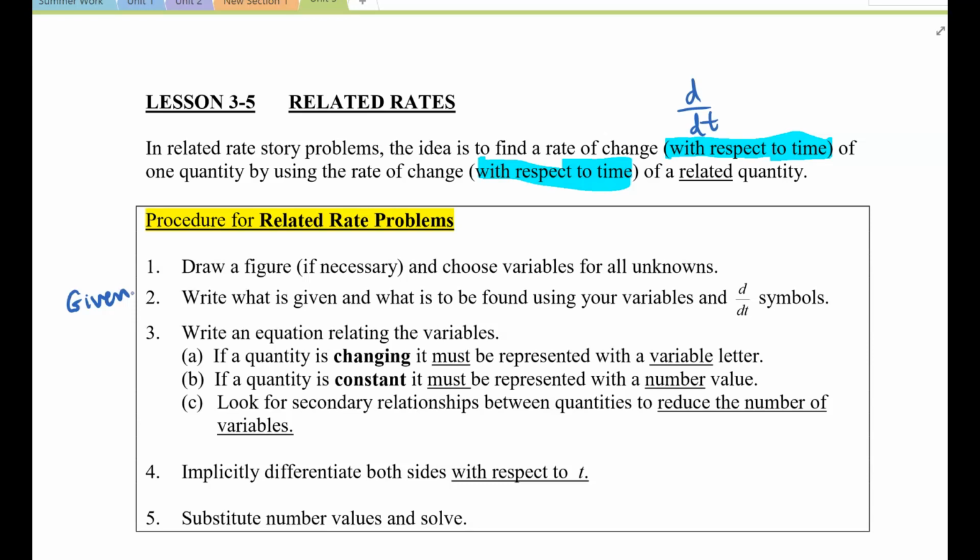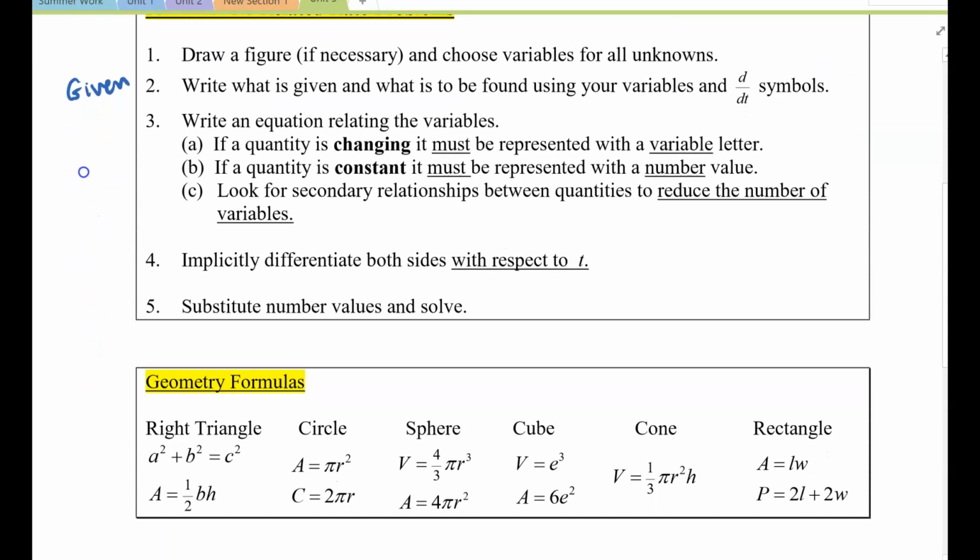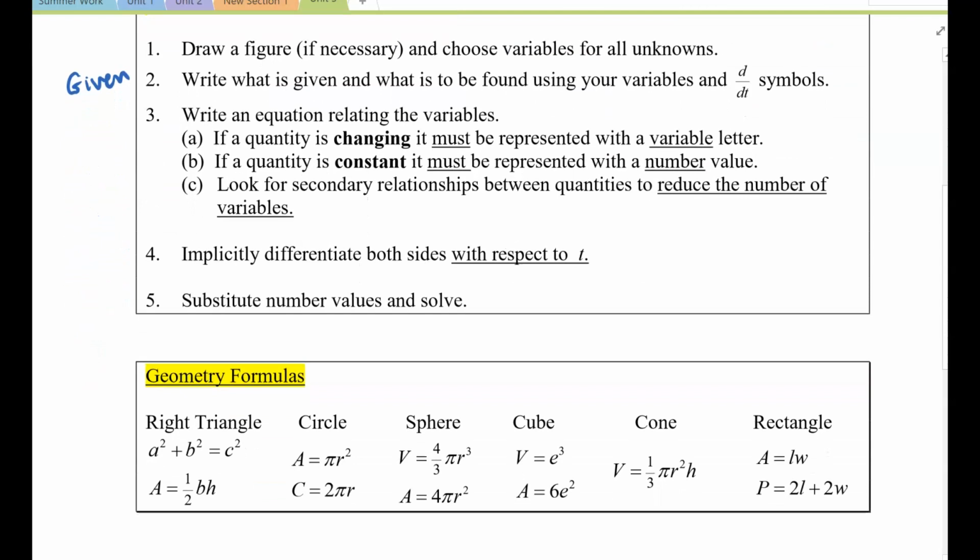Part A says if a quantity is changing, it must be represented with a variable letter. Part B, if the quantity is constant, it must be represented with a number. So we'll keep variables if they're changing, and if it's constant, we'll plug in a value. C, look for secondary relationships between quantities to reduce the number of variables. Part C here is substitution. If you have a variable, you can plug something else in.